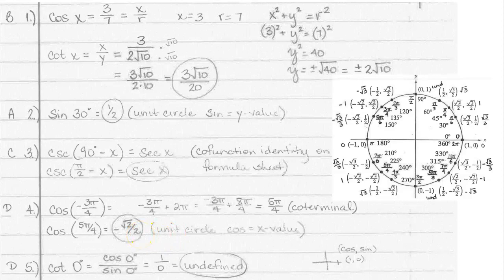For number 5, they ask us for the cotangent of 0. So again, if you look on your formula sheet, cotangent is cosine over sine. So that's the cosine of 0 over the sine of 0. So if we come over here, you can see that the cosine is 1 and the sine is 0. So cosine is 1, sine is 0. 1 divided by 0 is undefined. Division by 0 is always undefined.